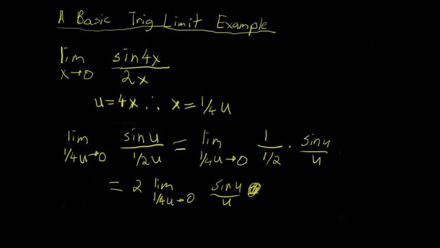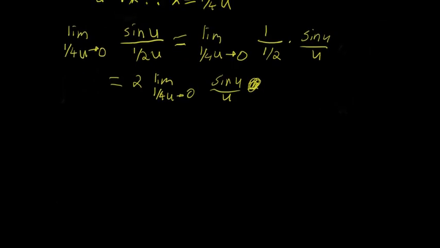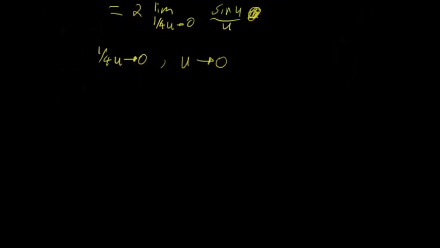Okay, and before we go any further, you'll see we have the limit as 1/4 u tends to 0. So how do we really interpret that? Well, I'll first make this point here. As 1/4 u tends to 0, u also tends to 0. And to explain that, I'll just show you a chart here.